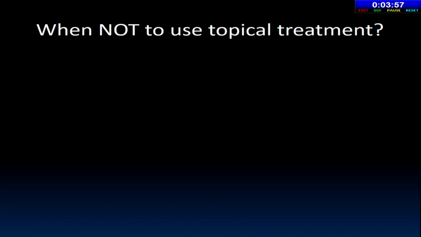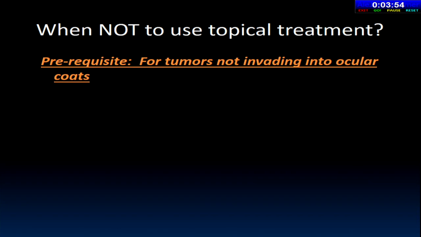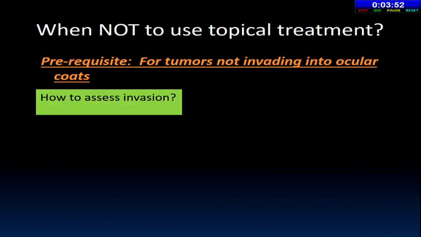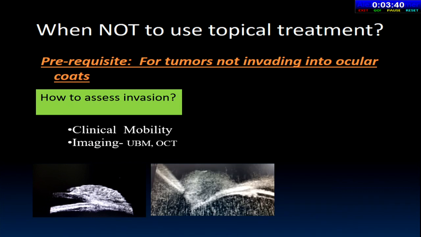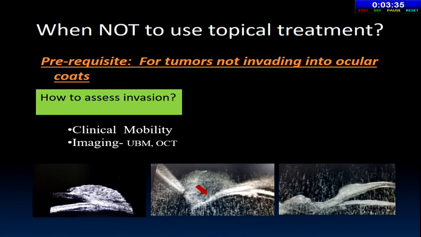So you must know where not to use topical therapy. So you do not use topical therapy if you have invasion of the ocular coats. How to assess that? You could do a clinical mobility, or you could do UBM or OCT. So this is the UBM of a case where there's no scleral invasion. This is another case, and you can see scleral thinning and possibly invasion. Another one with corneal stromal invasion.